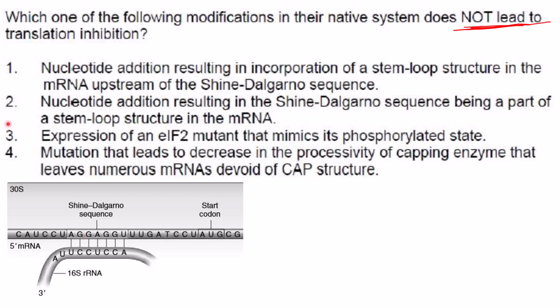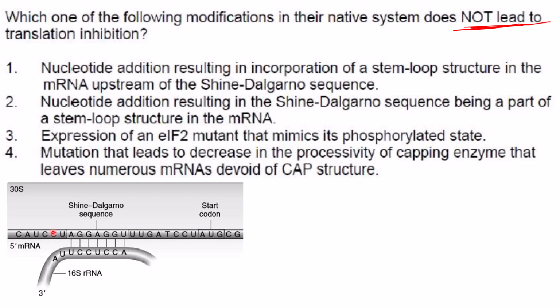So now what they have told us is which does not lead to translation inhibition. Which out of these? So nucleotide addition resulting in the incorporation of a stem loop structure in the mRNA upstream of the Shine-Dalgarno sequence. That is, your Shine-Dalgarno sequence is here in this region. This is the upstream region of the Shine-Dalgarno sequence, and you add nucleotides here such that there is a formation of a stem loop structure.